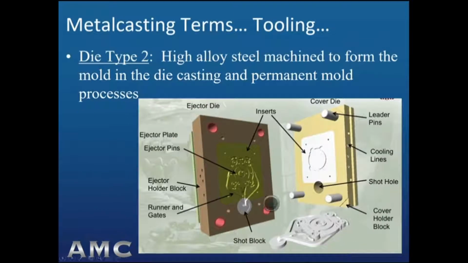Die type 2 is high alloy machined to form mold in the die casting and permanent mold processes. So here we see a picture of 2 halves of a high alloy steel machined die for the die casting process. I won't go into the details of it, but you can see that there's a lot of complexity in the way the die not only is formed, but also the way it's actuated, that there are cooling lines on one side to help the solidification integrity, and chills, whether they be water or whether they be metal shells and sand molds, are an important part of the metal casting process. We'll know more about chills in an upcoming couple of slides.